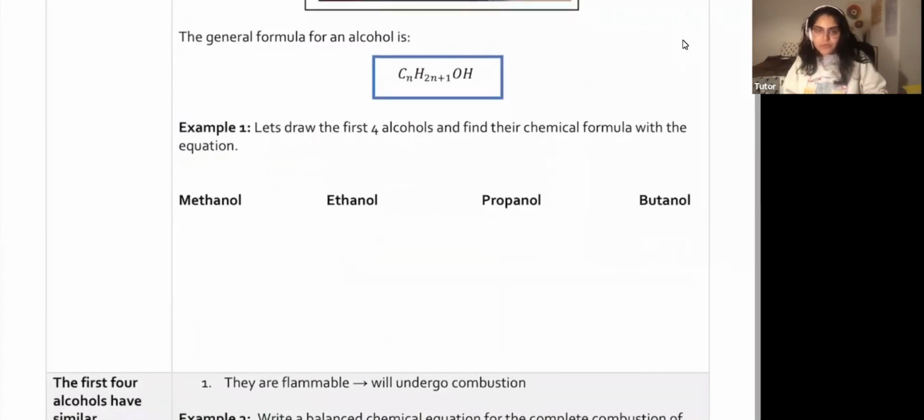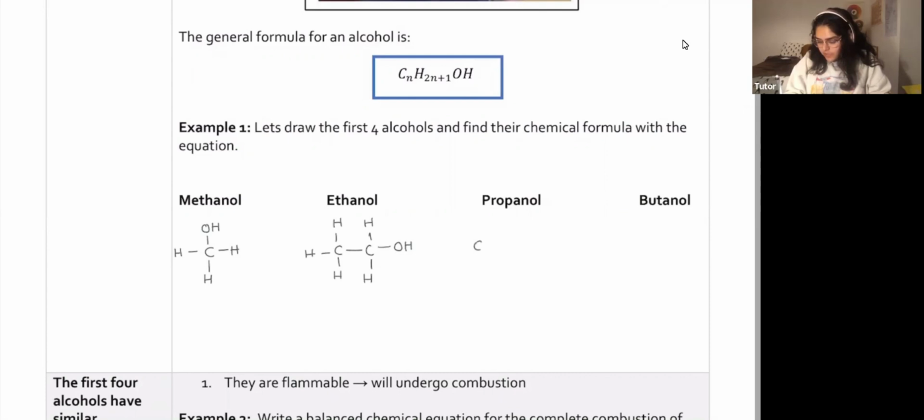Anyway, so the general formula for an alcohol is CnH2n+1OH. So let's draw the first 4 alcohols and their chemical formula. With methanol, I have 1 carbon and I need to have an OH, and then I need to fill in the rest of the bonds to make sure that the carbon in the center has 4. That's methanol. For ethanol, we have to have 2 carbons here. One of these carbons has to have the OH, and then we just fill in all of the other bonds with hydrogens. And it's quite self-explanatory again with propanol and with butanol.